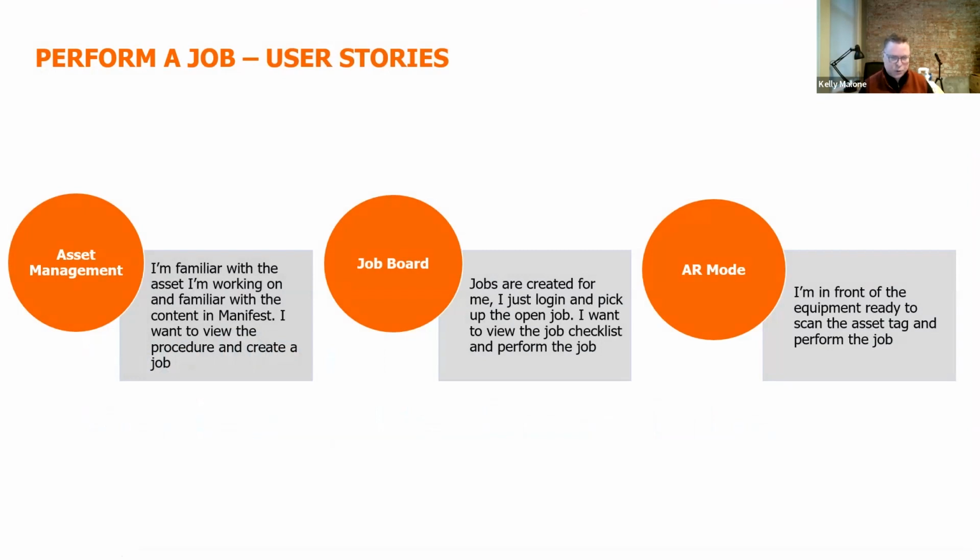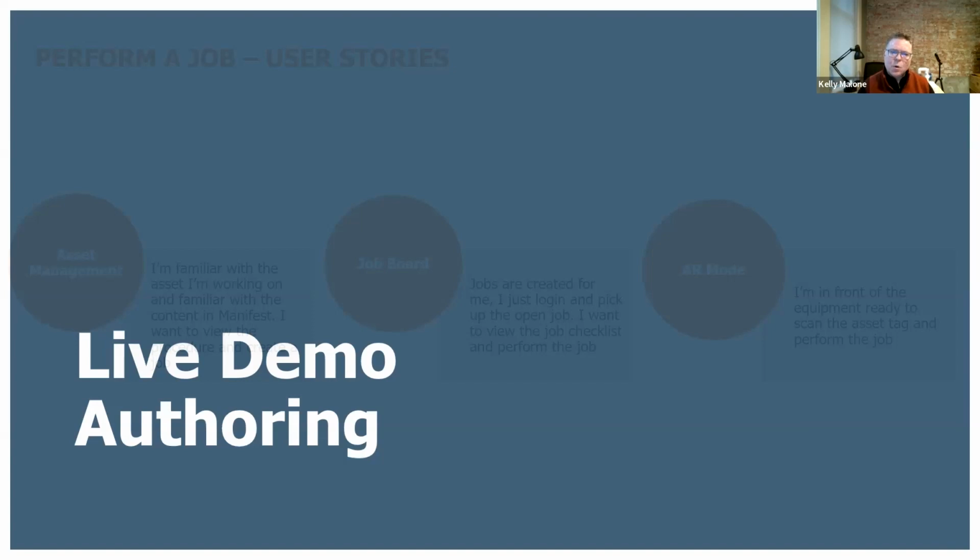So for folks who aren't familiar with the entire functionality of Manifest, they can just go to the job board and see which jobs have been assigned and access them from there, or use AR mode, walk up to the piece of equipment and see what jobs are available from that piece of equipment based on scanning the QR code right there at the equipment. So a number of different paths to get to the job.